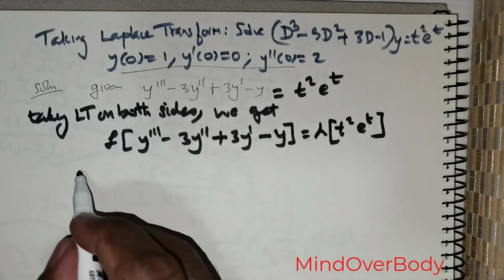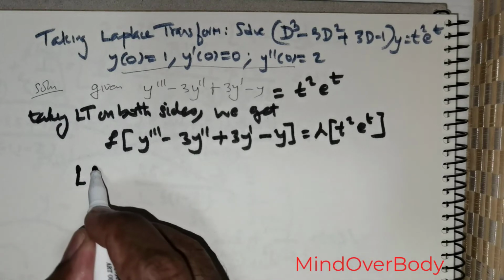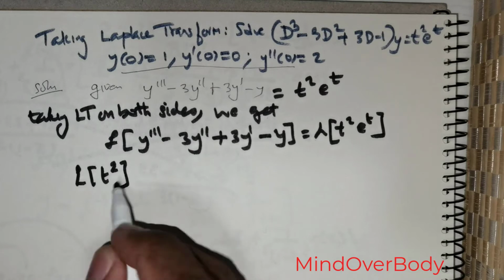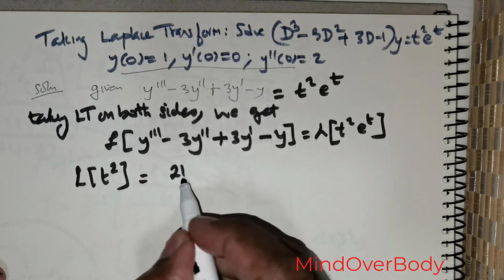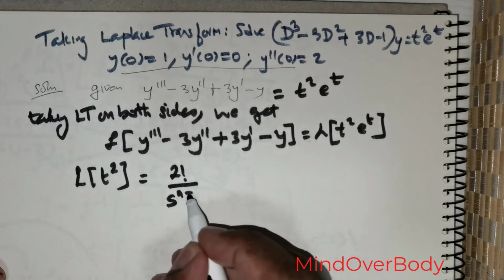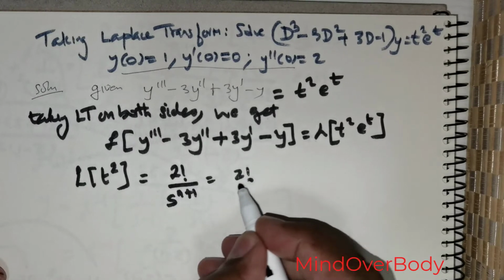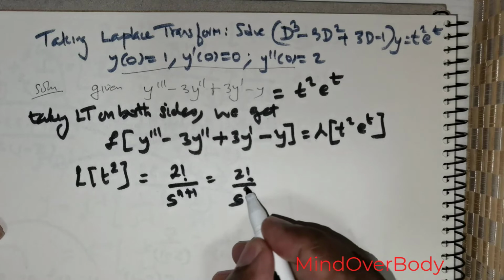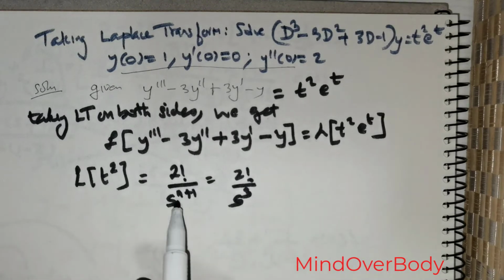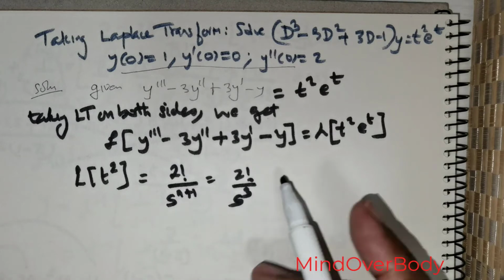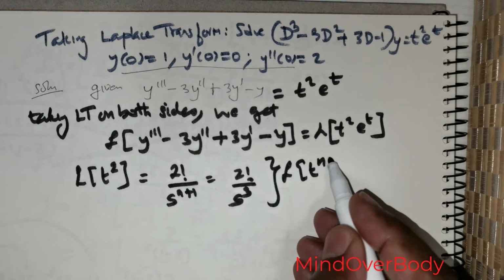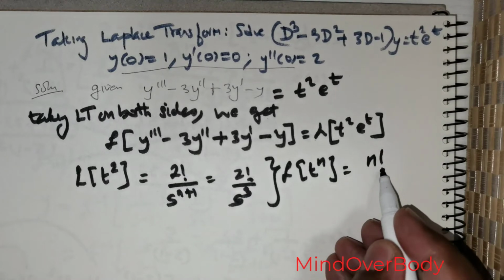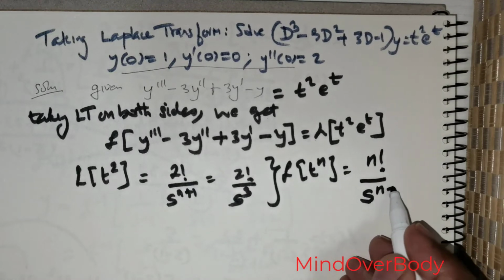Now first let us evaluate what is the Laplace transform of t squared. So this is going to be equal to 2 factorial over s raised to the power of n positive 1, which can be rewritten as 2 factorial divided by s raised to the power of 3, right? In fact it should have been 2 positive 1, but I just want to use the Laplace transform of t raised to the power of n, which is written as n factorial divided by s raised to the power of n positive 1.